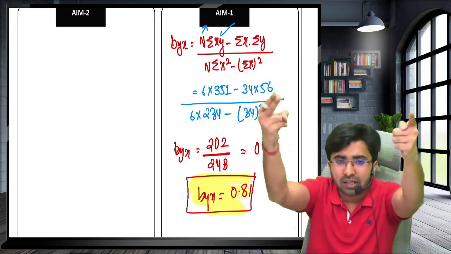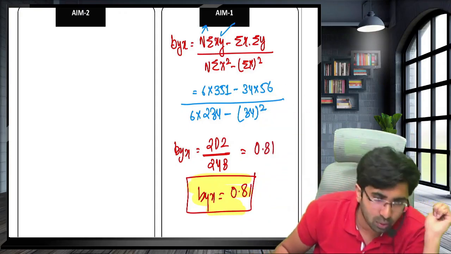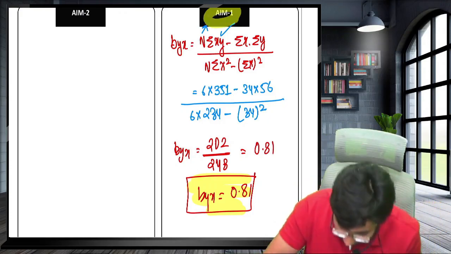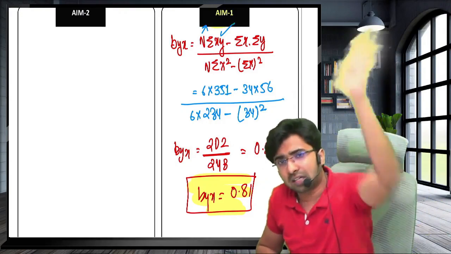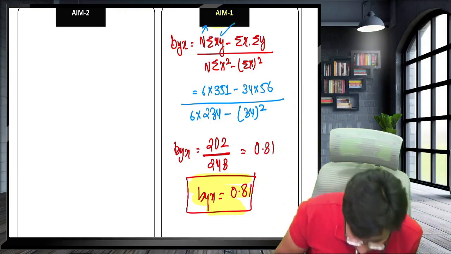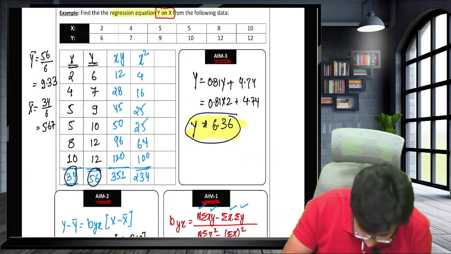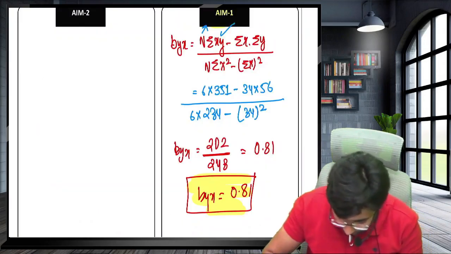Now you have the value of b. Can you construct the equation? Say yes or no. Once we have achieved aim number 1 and have the value of b, we can construct the equation. So which formula to apply? Now see, guys, I will tell you. Please pay attention over here.